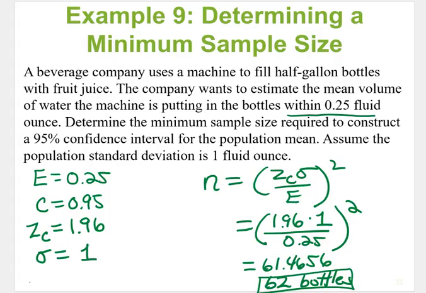So 62 bottles. All right, so please make sure you come back next time when we talk about how to do all of this if we don't know the standard deviation of the population. We're going to go through all the same stuff, but do things a little bit differently. So hopefully we'll see you next time.